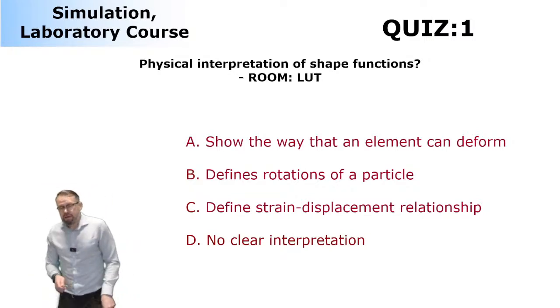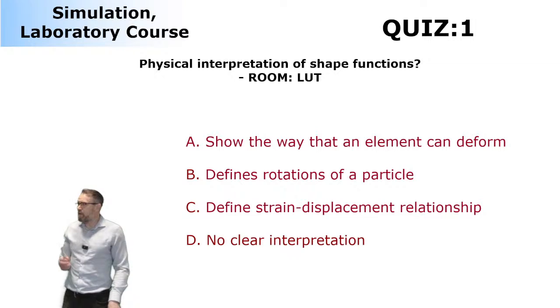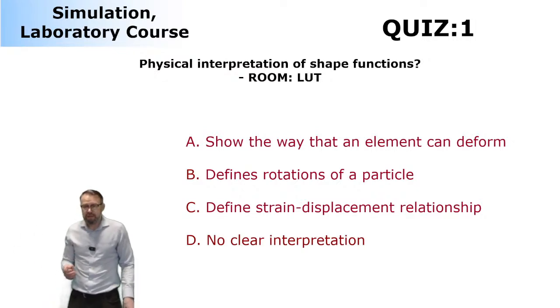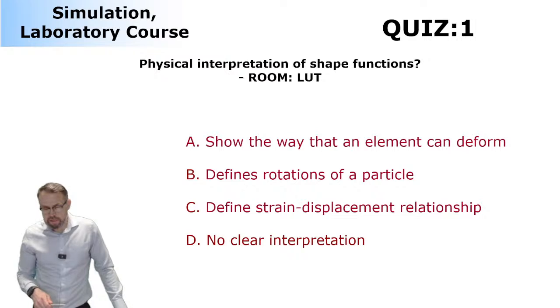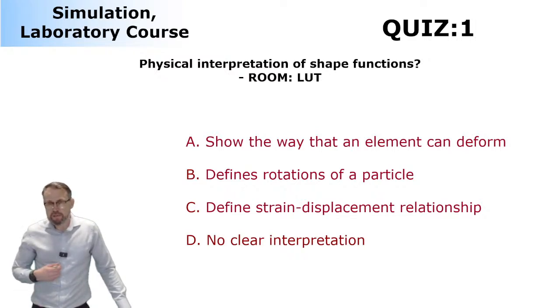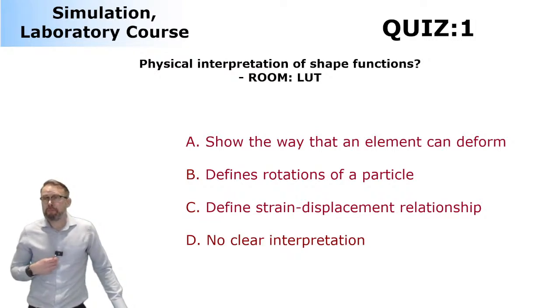All right, physical interpretation of shape functions. Let me think if I explained these to you clearly enough. All right, so the way that an element can deform defines the rotation of the particle. Okay, this is something that we have learned earlier. Rotation of the particle is something that we have discussed a lot. Defines the strain displacement relationship. No clear interpretation. Yes, I have explained this clearly, so you should have the information to be able to answer this. And Socrates is on, so go ahead and enter your answer.